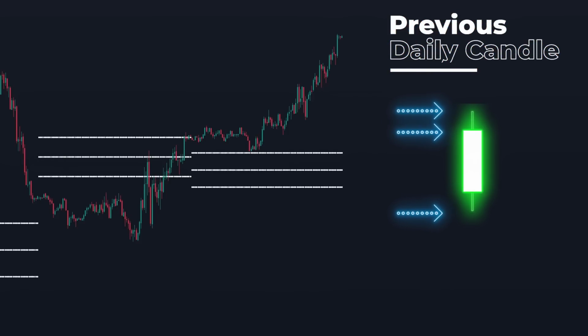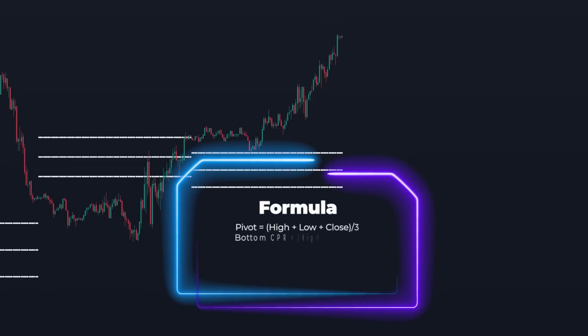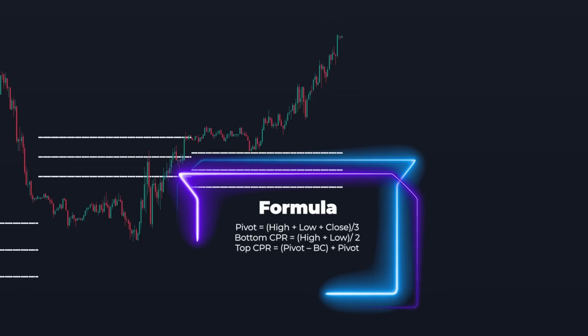The pivot point is the average of these three. The bottom central pivot is the average of the high and low, and the top central pivot can be calculated by subtracting the bottom CPR from the pivot and adding the pivot value on top.